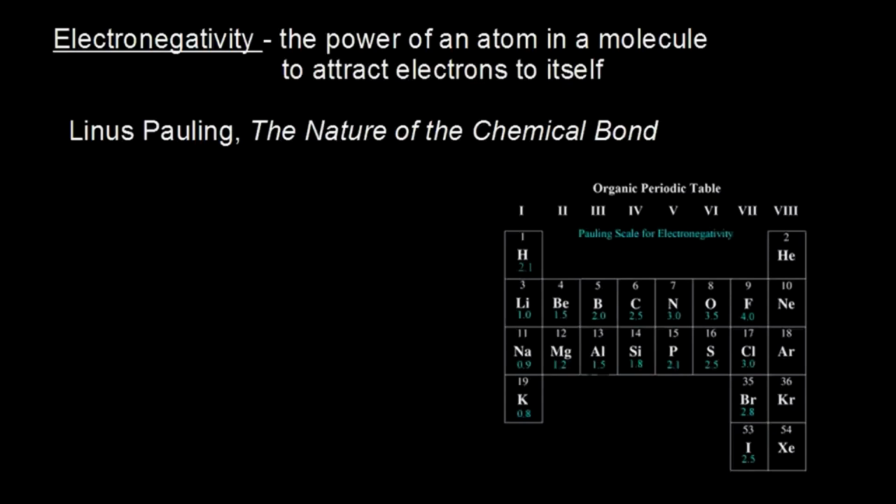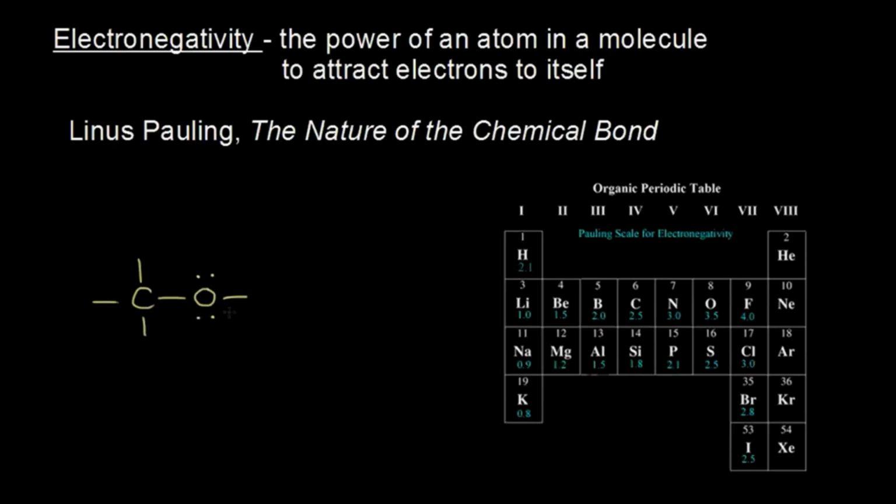Electronegativity is probably the most important concept to understand in organic chemistry. We're going to use a definition that Linus Pauling gives in his book, The Nature of the Chemical Bond. So Linus Pauling says that electronegativity refers to the power of an atom in a molecule to attract electrons to itself. So if I look at a molecule, I'm going to compare two atoms in that molecule. I'm going to compare carbon to oxygen in terms of the electronegativity.